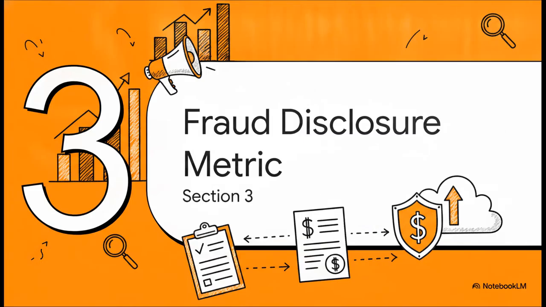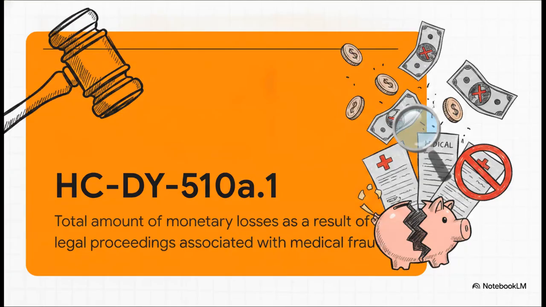Which brings us to Section 3, the fraud disclosure metric. The absolute heart of this disclosure is a metric known as HEC-DY 510.1, and what it does is mandate that a healthcare delivery entity must report the total amount of monetary losses they incurred during the reporting period in their presentation currency. In other words, raw, hard cash in whatever currency the company uses for its financial statements. This metric totally strips away the PR spin. It's a raw, quantifiable number representing the exact financial impact resulting directly from legal proceedings tied to all those fraudulent procedures and billing tactics we just discussed.